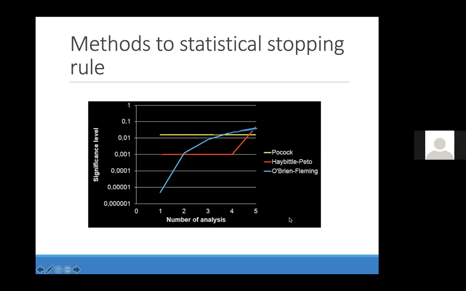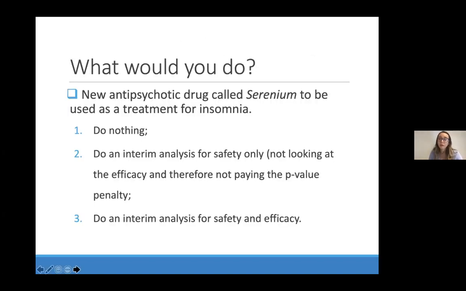O'Brien Fleming. Yes, that's a nice approach. So you would choose a more conservative approach, meaning that you would stop your trial only if you have a bigger difference between your active treatment and your control treatment. That's very good. Thank you for sharing with us.